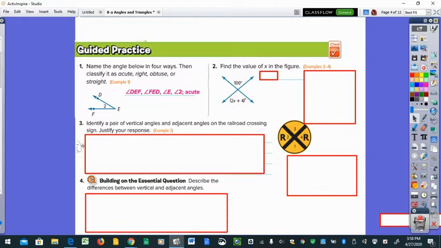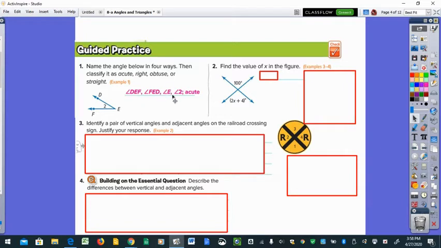I would not name it FDE. That is a different angle. When you are naming an angle using 3 letters, the vertex, that endpoint, has to be the center of attention. So it has to be in the middle of the naming.